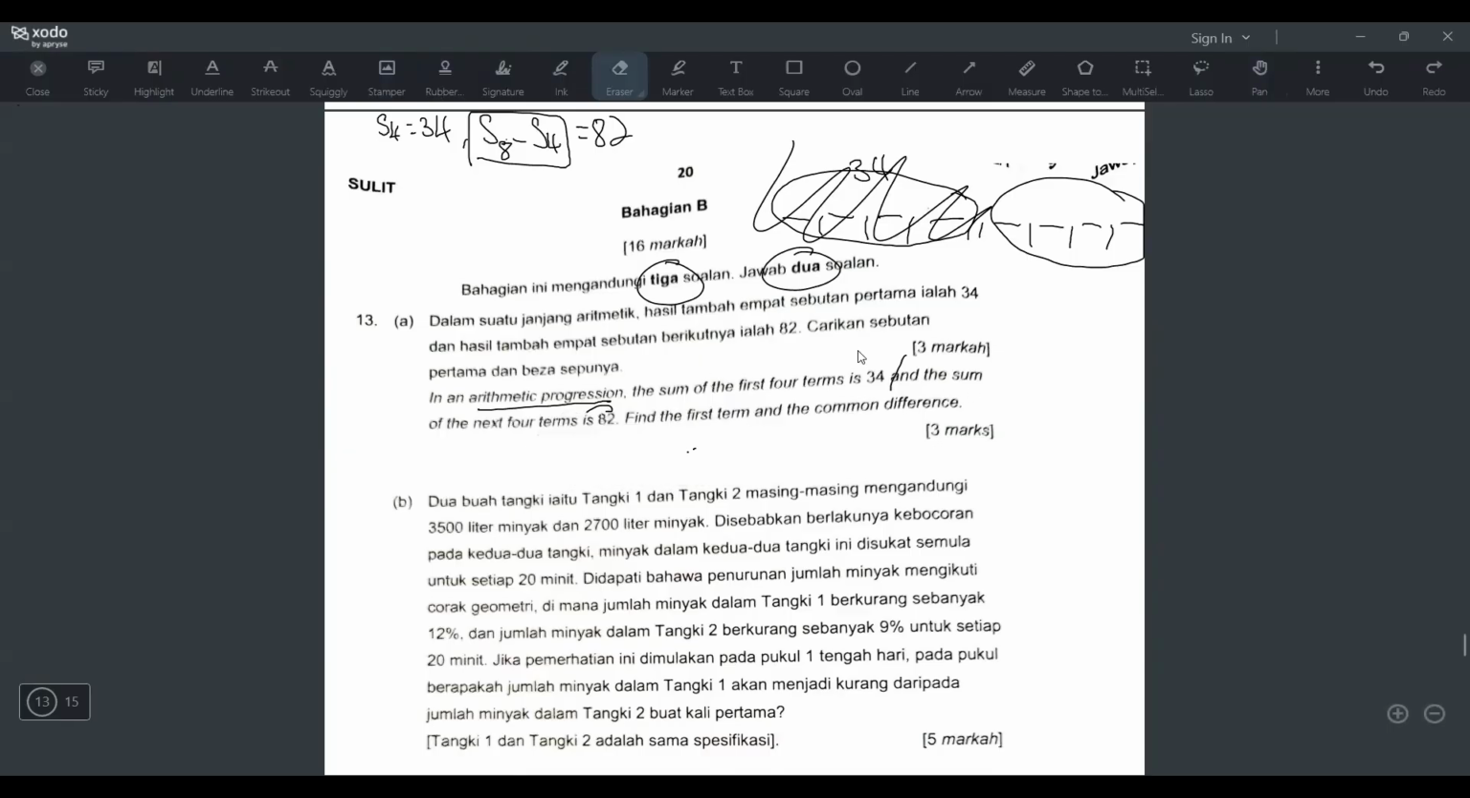Okay, now they say find the first term and common difference. Okay, can do already. First, the S4 you can substitute 34. So just put in 34 like this because you have it already. So your S8 is what?